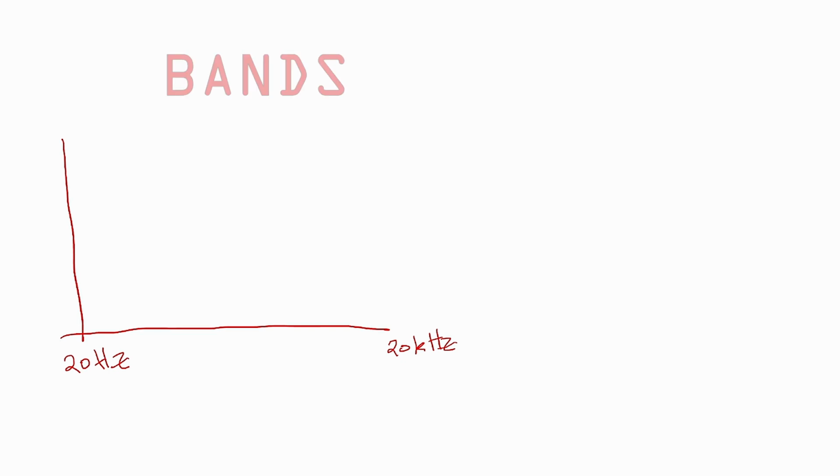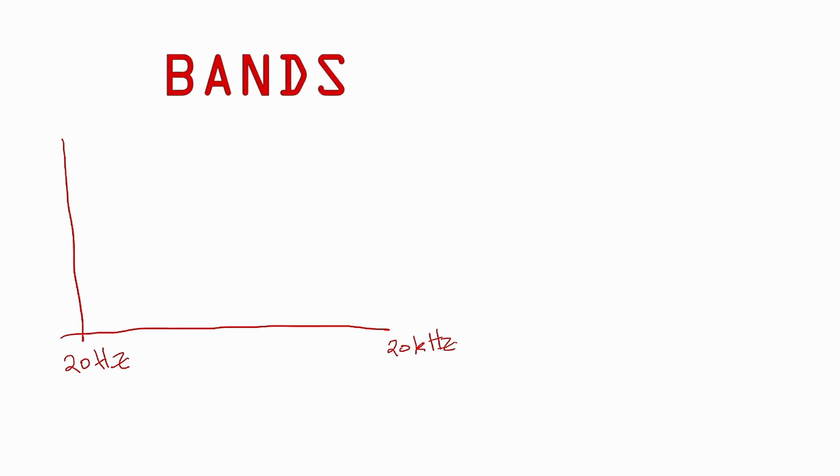And we're going to draw this out in graph form here. The spectrum that we talked about starts down here at 20 hertz, which is the lowest sound that we can hear, and up here at 20 kilohertz, which is the highest sound that humans can hear. And when we break the spectrum up so that we can communicate with each other about where things are at, we like to talk about different zones, and we call those zones bands.